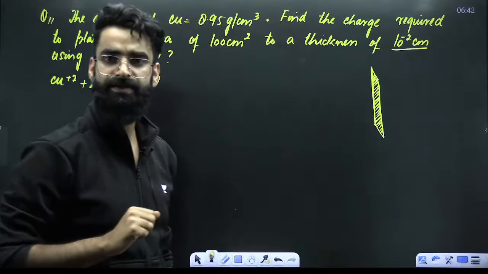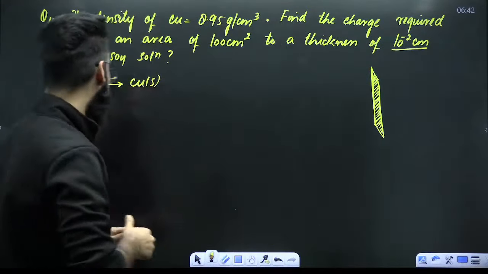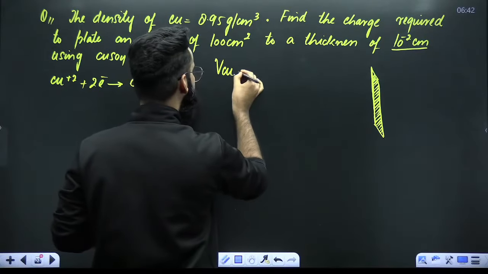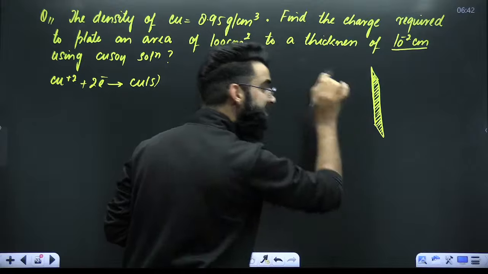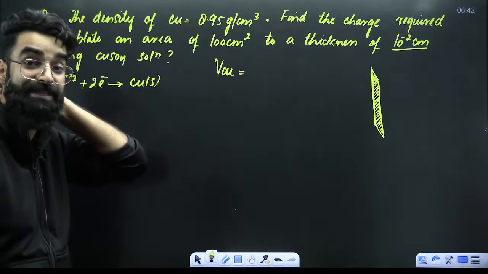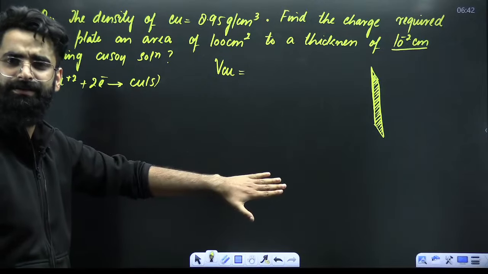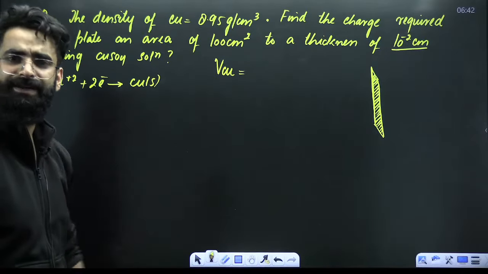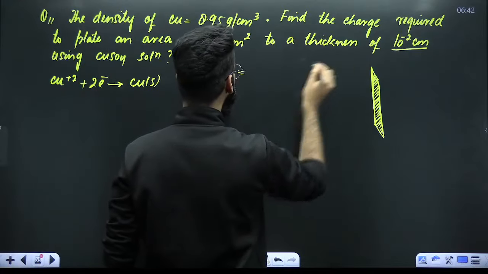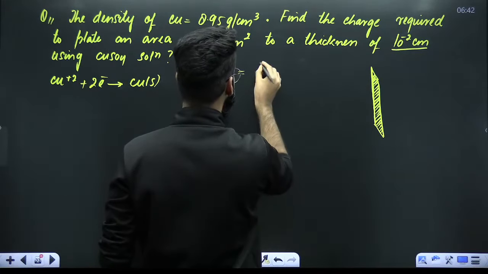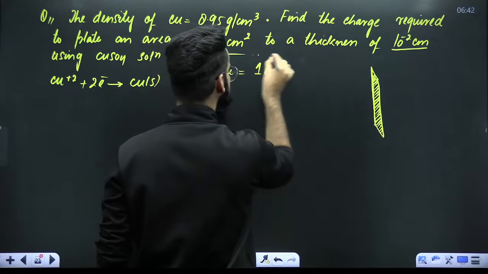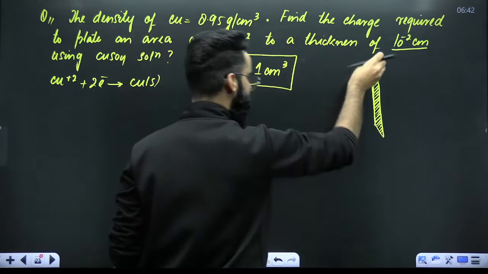If I ask you indirectly, how much volume of copper are we depositing on this plate? Tell me that. Area of cross section multiplied by thickness. Area of cross section is 100 centimeters square. Thickness is 10 raised power minus 2. So 100 multiplied by 10 raised power minus 2 is going to be 1 cubic centimeter. So this much volume of copper, basically, we are depositing on this plate.